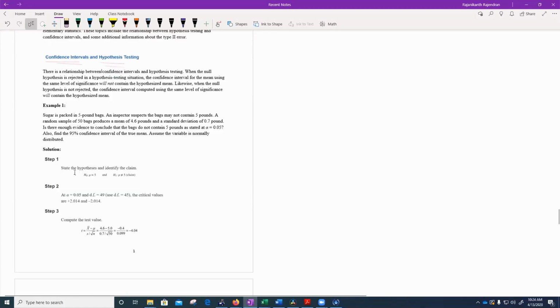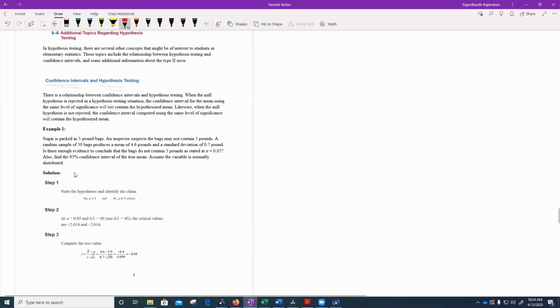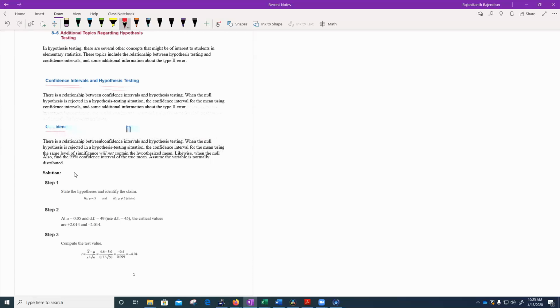Okay, so let's look at the first problem. Sugar is packed in 5 pound bags, and an inspector suspects that the bag may not contain 5 pounds, right? So he's suspecting whether 5 pounds is really there or not. So the alternate hypothesis is the not equal sign, and the null is the equal sign with the population mean. So on average he's checking this.